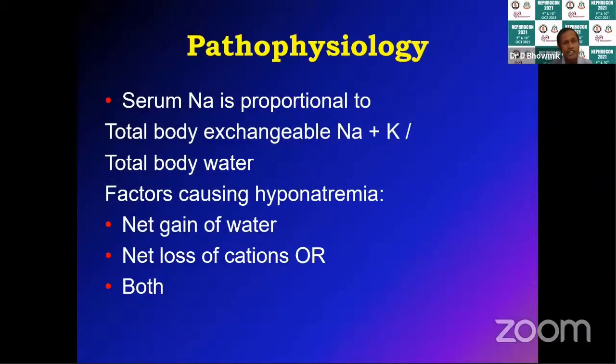It has been discussed extensively this morning about hyponatremia. I'll just briefly recapitulate that the serum sodium is proportional basically to the total body exchangeable sodium plus the total body exchangeable potassium divided by total body water. So the factors which cause hyponatremia would be a net gain of water, net gain of cations, or both.